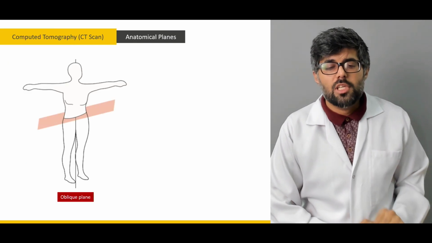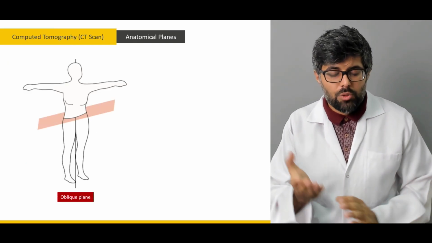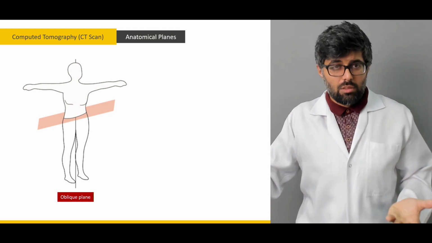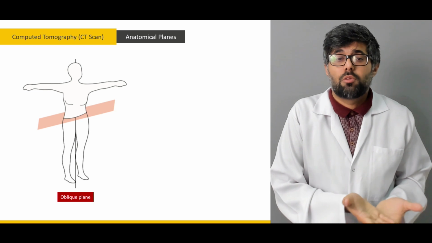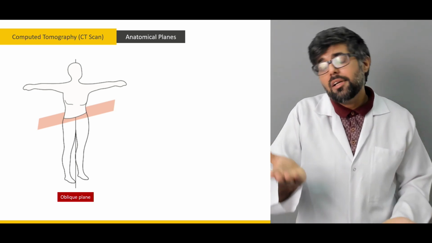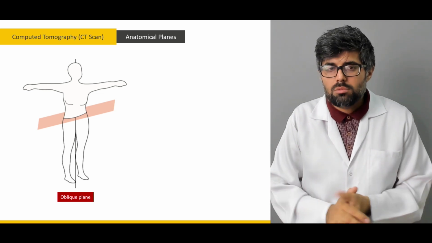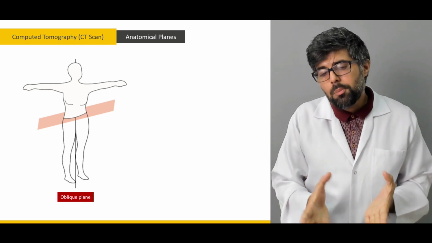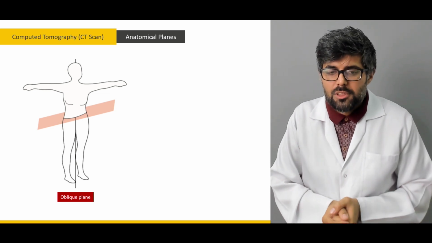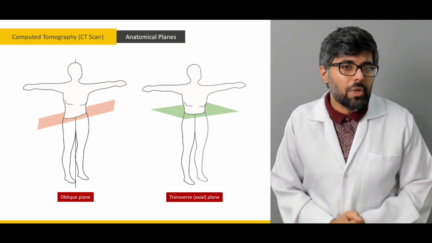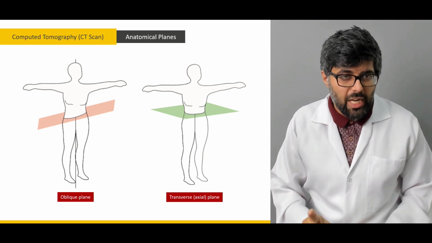Next, we have the oblique plane. Now, this oblique plane is actually a horizontal slice of the body, but at an angle. Why at an angle? We'll study that in our next few slides. But the oblique plane, just for reference, is just like a transverse or axial plane, but with an angle.